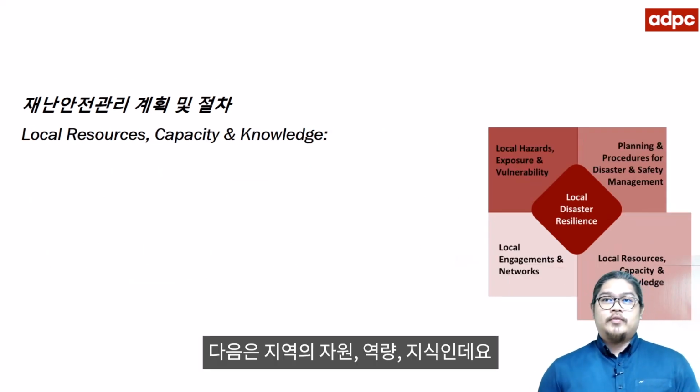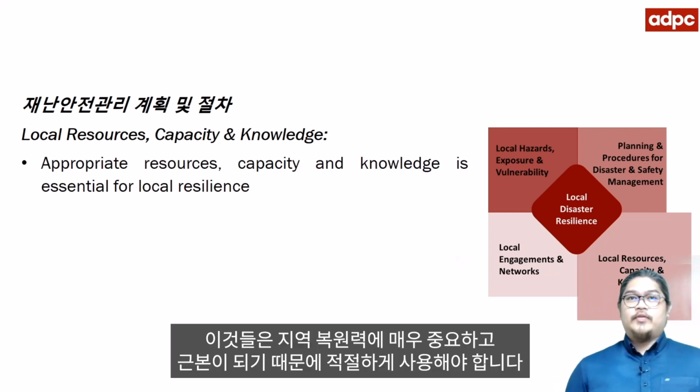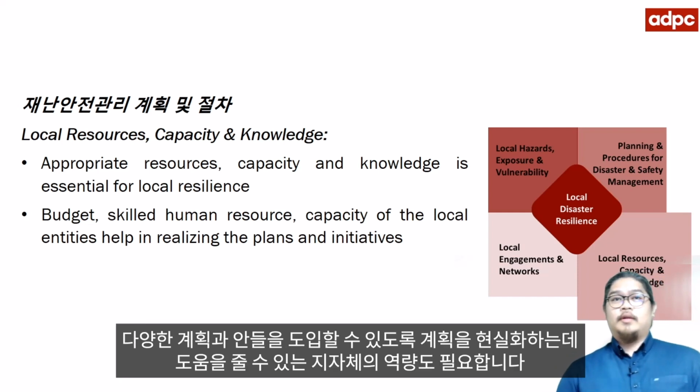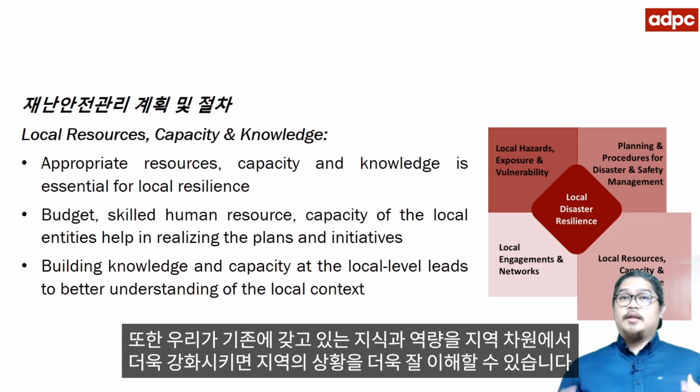On the local resources, capacity, and knowledge, we have to have appropriate resources, capacity, and knowledge, which is very essential for local resilience. We also have to have budget so that we can build the skills of human resources, and we also have the capacity of local entities which can help us in realizing the different plans and initiatives, so that we are able to implement these plans and initiatives. And we also have to build on our own existing knowledge and capacity at the local level, which leads us to a better understanding of the local context.